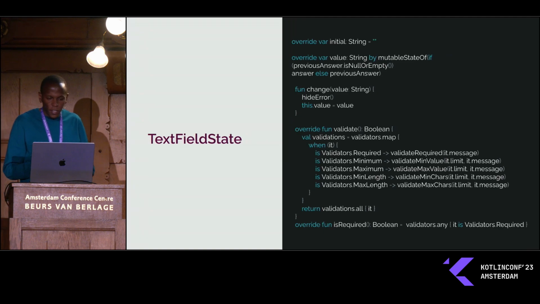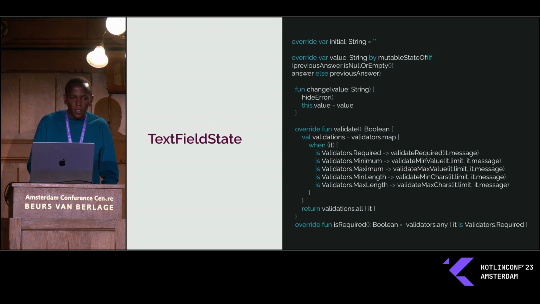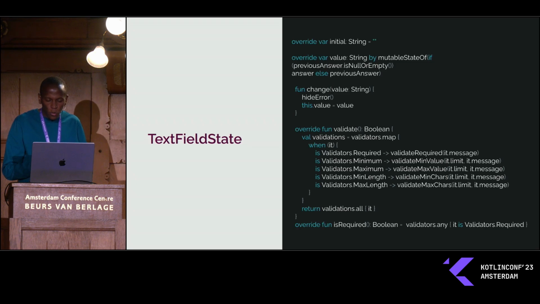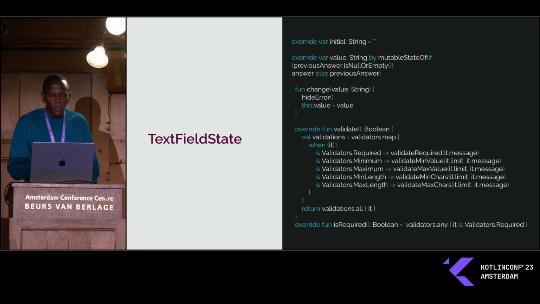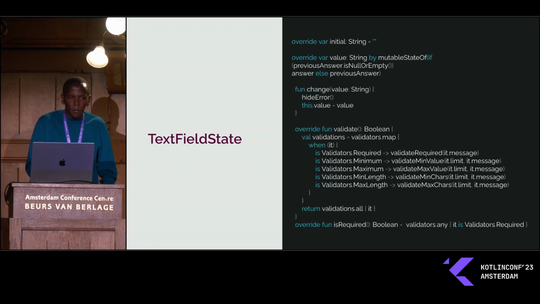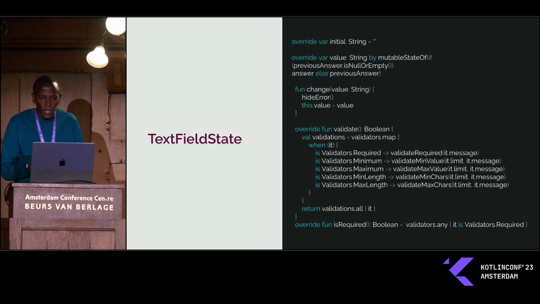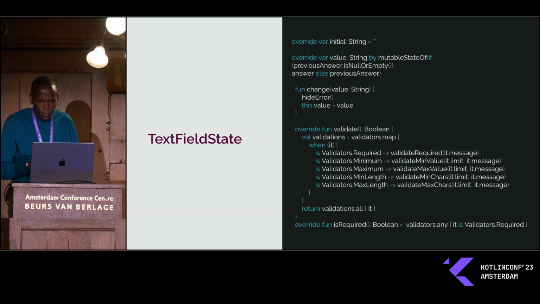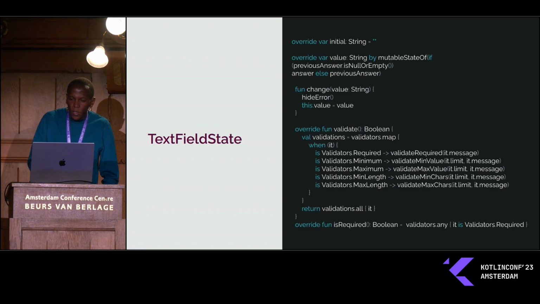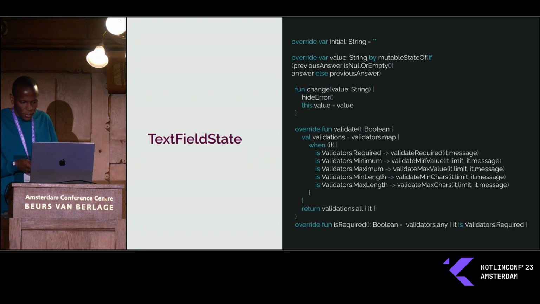Still on the text field state, these are the utility functions for it. We have an initial, so in case we need to show an initial value in this field, we use this variable to pass that initial value. We also have a value, where we update the value as the user is typing, and if you have a previous answer, we use that as well. We have a change method, which is used to just update the value in the state.